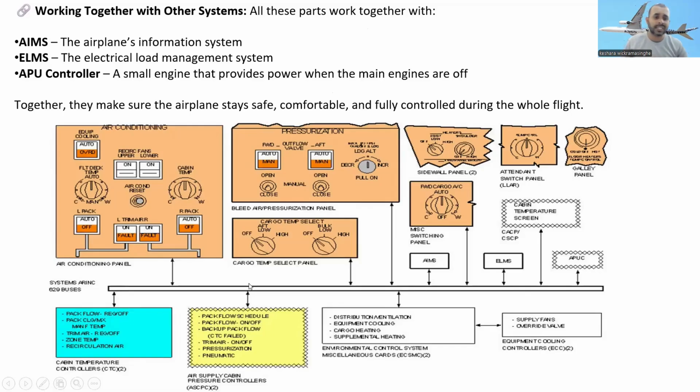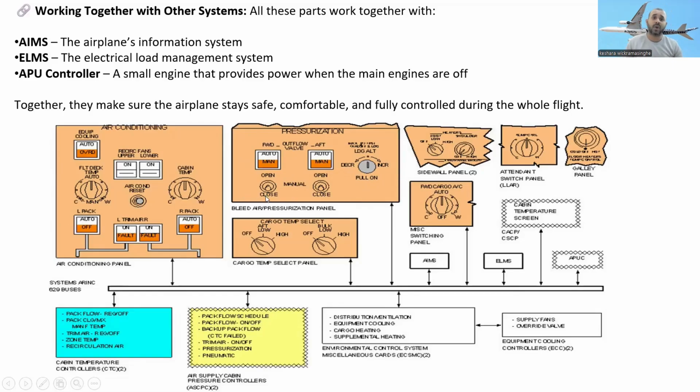All right, you can see this is the air conditioning control panel. You can see equipment cooling, and this one, recycle fans. You can see flight deck temperature. You can adjust the temperature over here, and the cabin temperature you can adjust from here. Air conditioning reset button. You can see the left pack and right pack. Pack means the air conditioning under the belly area. And there's the trim air. For the pressurization they have another panel, with the forward outflow valve and aft. You can see pull on, decrease or increase.